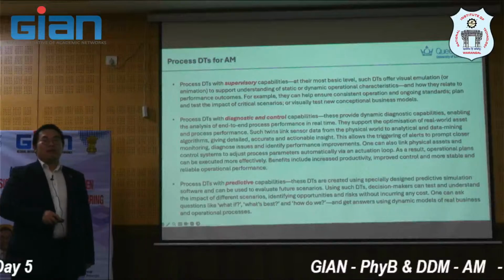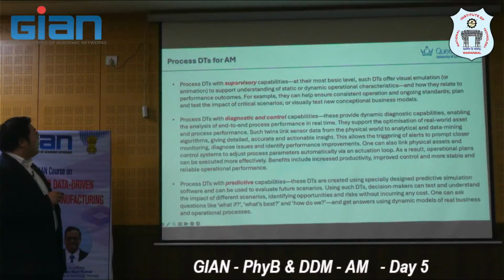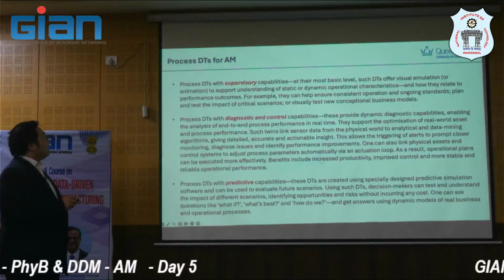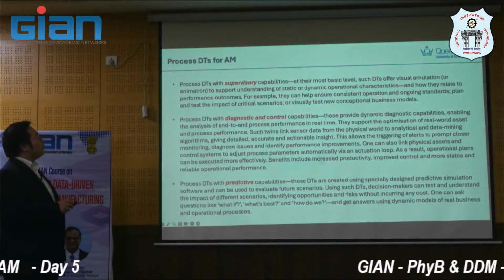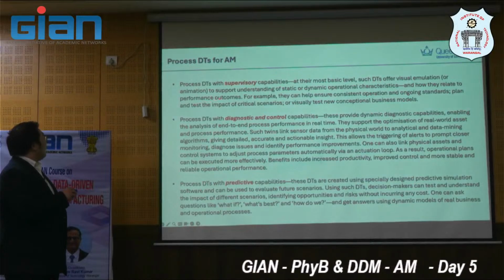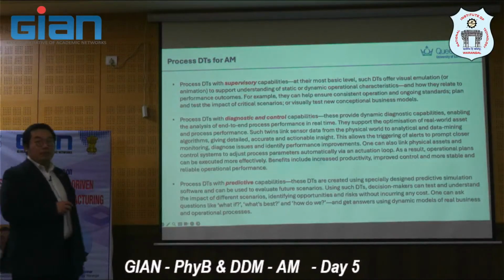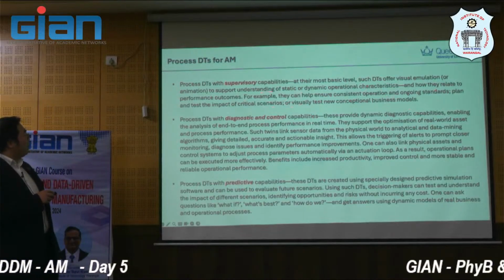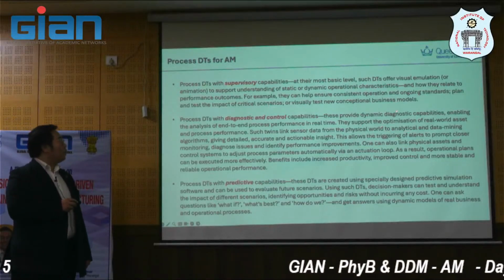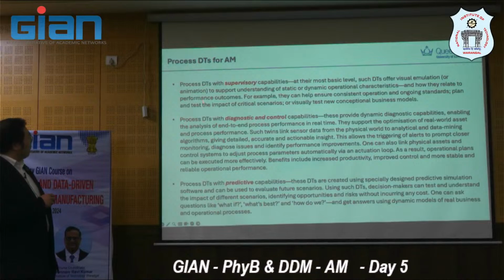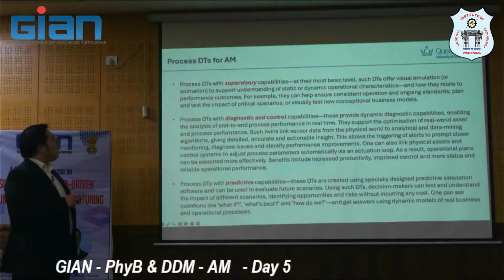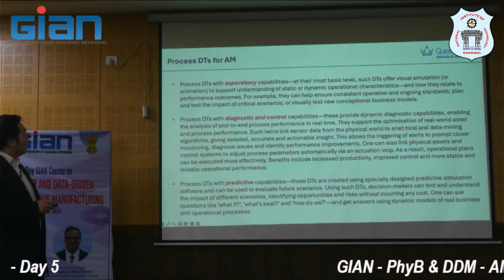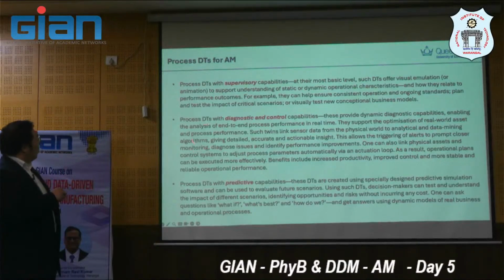Another characteristic of the process digital twin for AM is the supervisory capability, where you can use the digital twin to offer virtual emulation or animation to support understanding of static or dynamic operation characteristics. For example, you can use this to plan and test the impact of critical scenarios or conceptual business models. And the process digital twin with diagnostic and control capability is something closer to us now, supporting optimization of real-world assets and process performance.